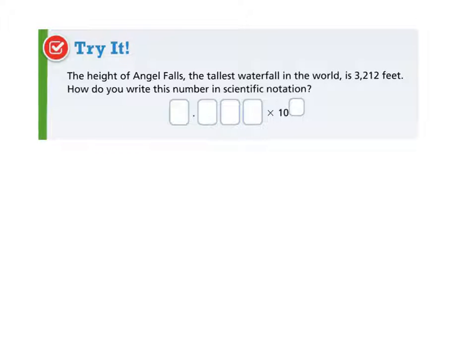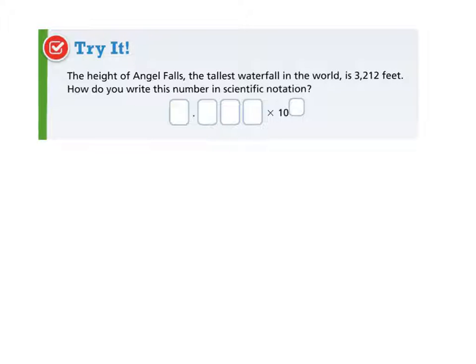So let's try one here. It says the height of Angel Falls, the tallest waterfall in the world, is 3,212 feet. How do you write this number in scientific notation? Now, here I'd like to pause and say that typically the purpose of scientific notation, the reason that we like it, is it makes it easier to write really large numbers. This is not a super large number, and what we're going to end up with here isn't going to look any less complicated than this. So bear in mind that the most practical use of it is when the numbers are very, very large. In this case, not so big.